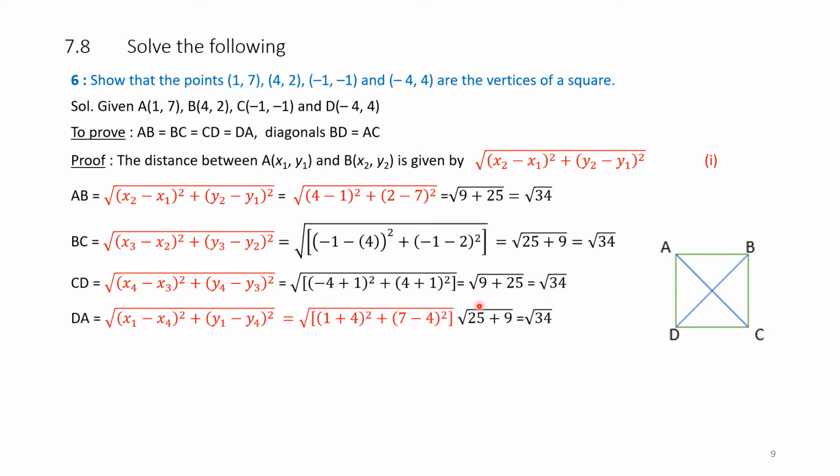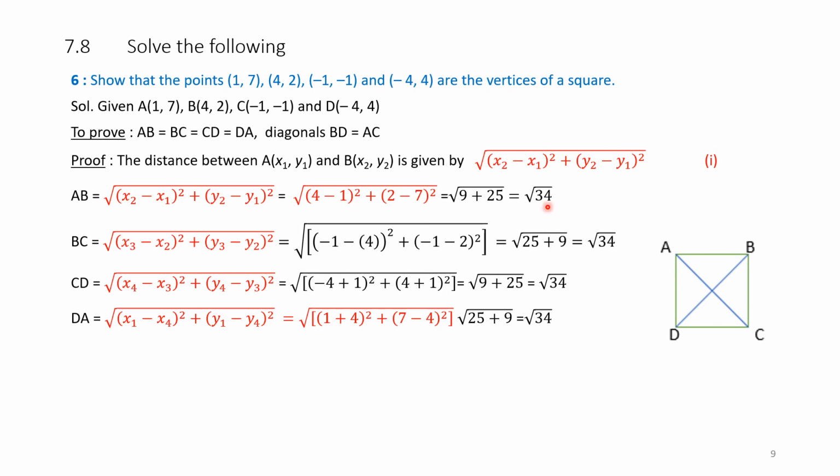Therefore, DA, we have to find DA. Substitute in this formula: x1 minus x4 whole square plus y1 minus y4 whole square under root equals 1 plus 4 whole square plus 7 minus 4 whole square. That is equal to 4 plus 1 is 5, 5 square is 25, 7 minus 4 is 3, 3 square is 9. That is equal to 34, square root of 34.